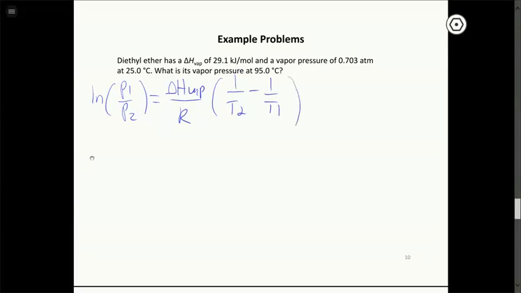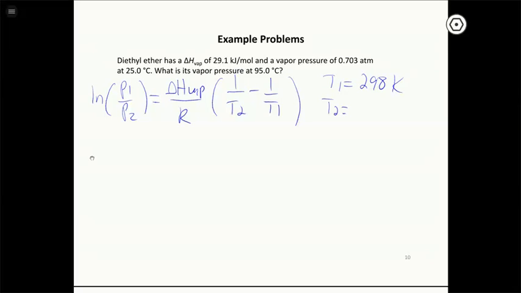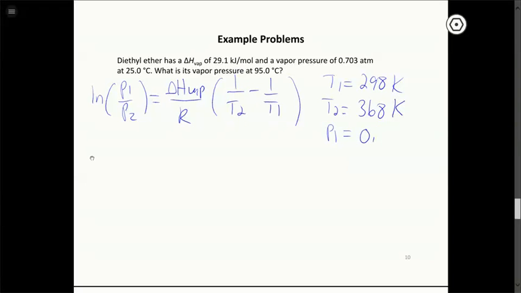So most of these terms are given to us in the problem. T1 is 298 Kelvin. The temperatures have to be in Kelvin for this equation, so this is another case where you shouldn't forget that. Anytime we're doing absolute temperatures, they have to be in Kelvin for these types of problems. So T1 is 298 K. T2 is going to be 95 Celsius. We add 273 to that. That's 368 Kelvin. So just converting the two temperatures into Kelvin. And then the initial vapor pressure, P1, as we'll call it, is 0.703.